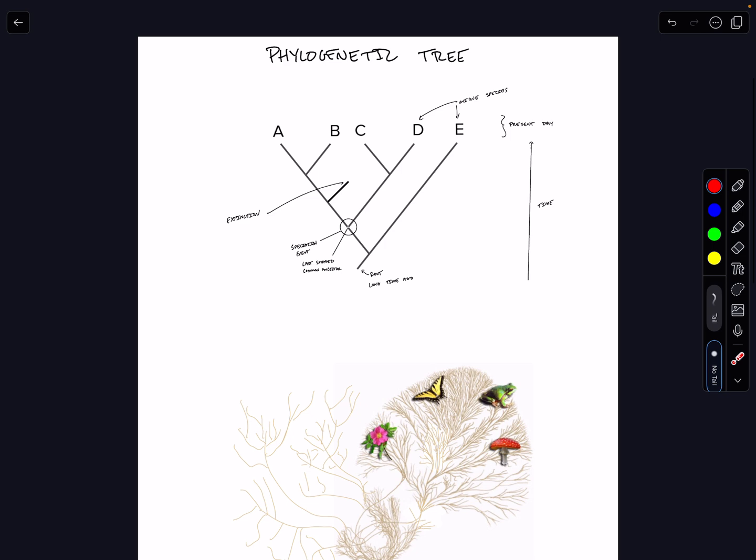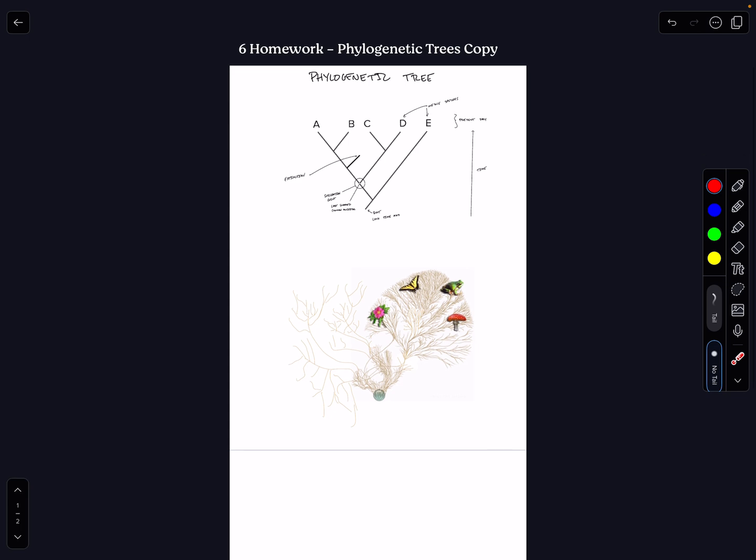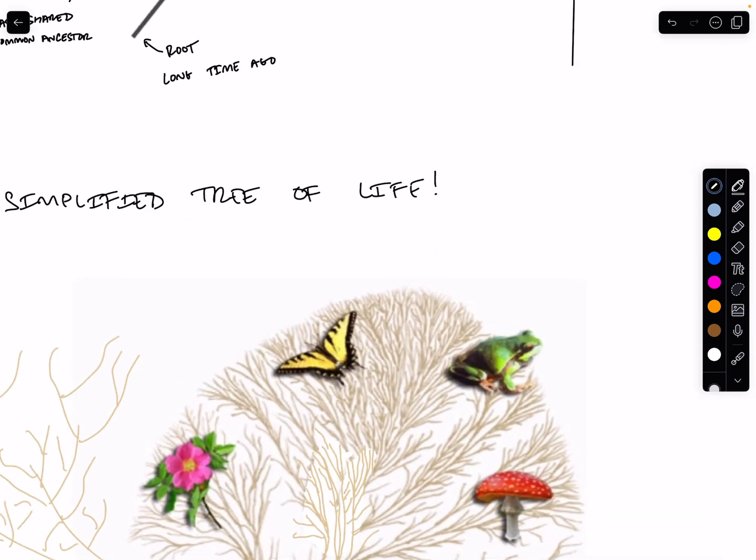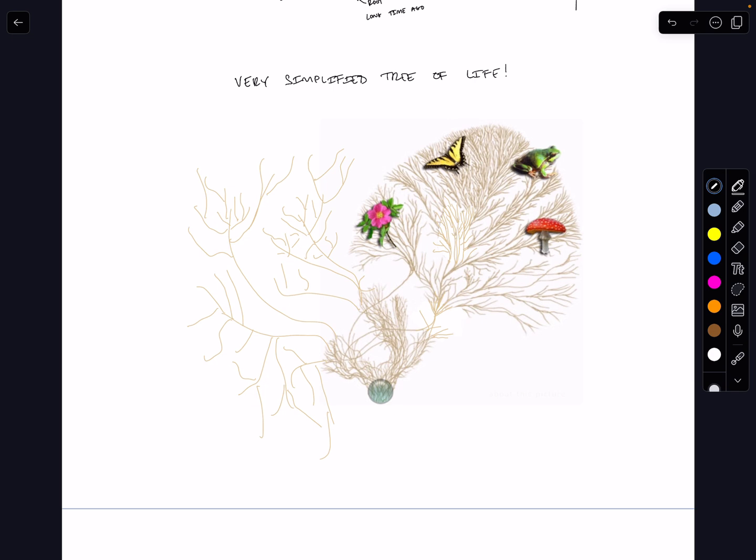Okay, so this is just a really basic phylogenetic tree, so you get comfortable with how to read and interpret them. And then down here, we're going to have a very simplified tree of life here on Earth. Okay. Life can be broken down into 3 giant categories. We call them 3 domains of life.